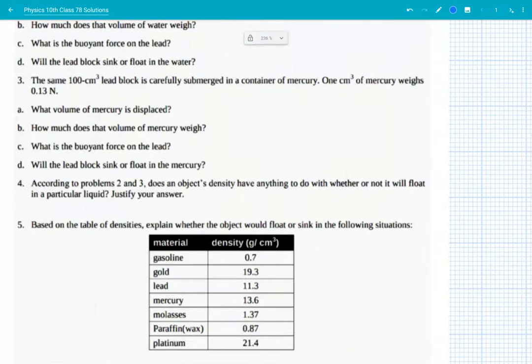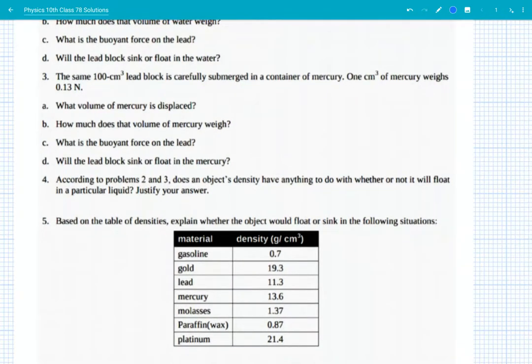Guys, we're making fast progress on this. D, will the lead block sink or float in the mercury? Well, you can see that lead has a density. This is using non-SI units. They're not using the SI units here, but these units are still valid. They're just not the standard. They're using grams per centimeter cubed. We can see that the density of lead is 11.3 grams per centimeter cubed, and mercury is 13.6 grams per centimeter cubed. So which one's more dense? Obviously, the mercury is more dense. Therefore, the lead, which is a solid metal at standard temperature and pressure, would float.